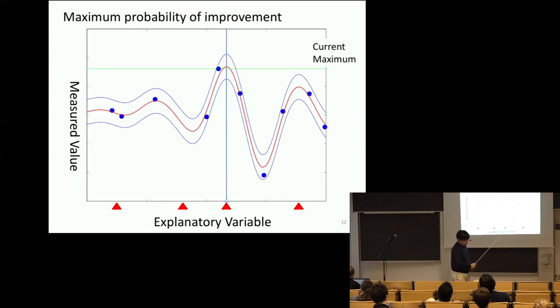And after you do the experiment here, you never know what the next measurement will be. This may be very bad or maybe very good. But anyway, you retrain the Gaussian process with 1 extra data, and then you do the same thing again.